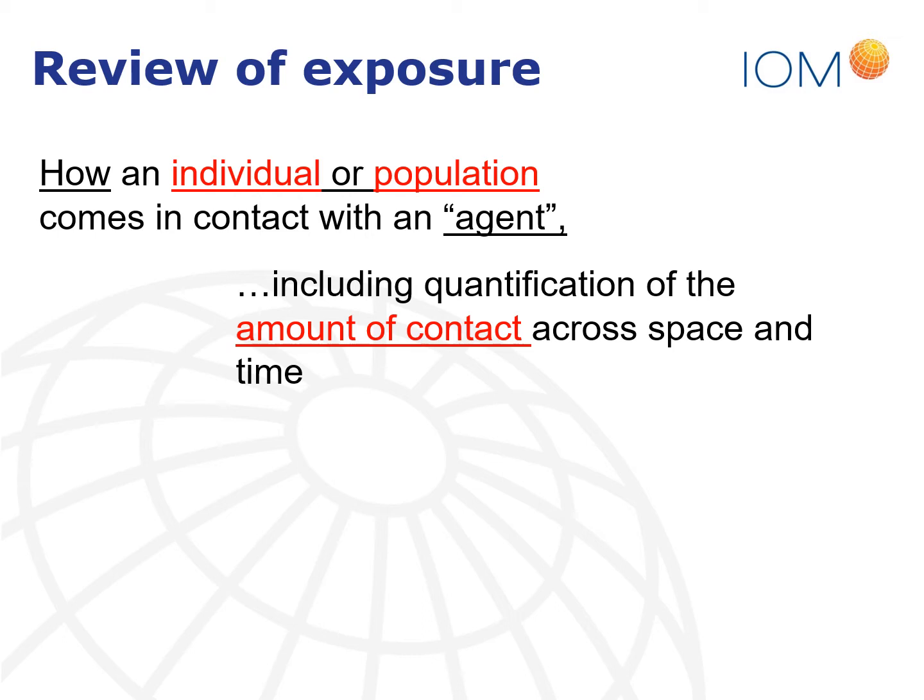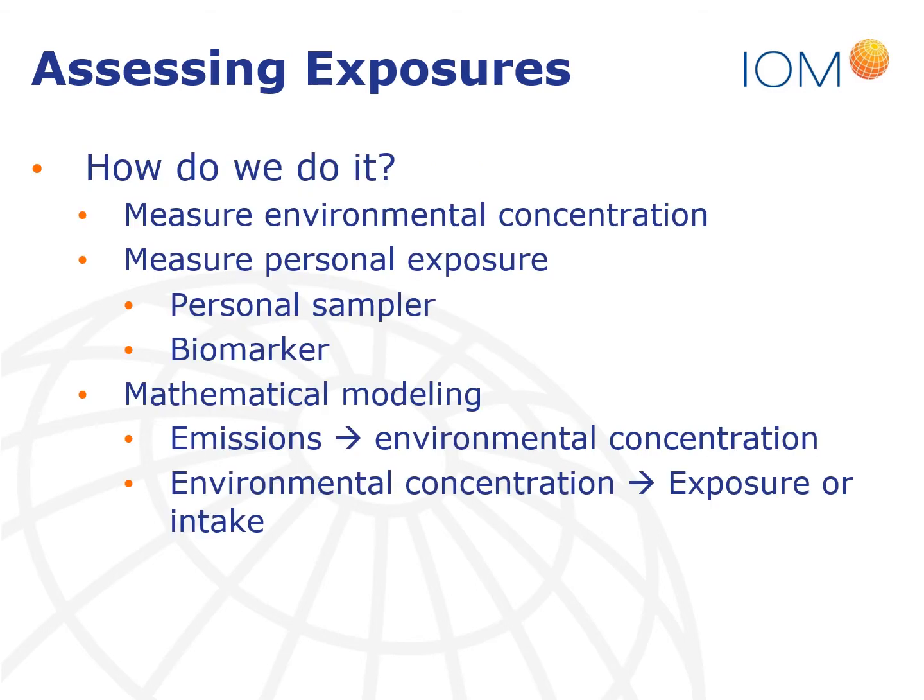In Part 2, we will further discuss how we assess exposures. So how do we assess exposures? We can directly measure concentrations in the environment, such as in air, water, and soil. We can measure exposure to a person by having them wear a sampler or measuring a chemical marker in their body, for example, via blood or urine. Because it is not always practical and it can be expensive to do all these measurements, we often use mathematical models to understand how people are exposed. We can also model how this exposure is related to emissions of pollutants into the environment.